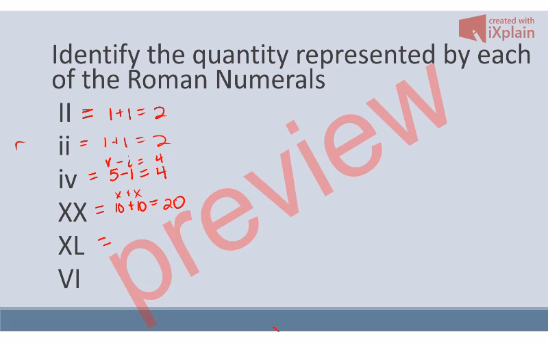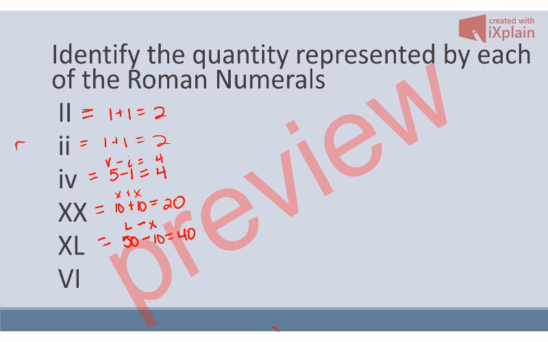Now how about L? L is equivalent to 50. X is 10, right? So you have a smaller Roman numeral, right, behind a larger Roman numeral. So when you see that, you're going to do subtraction. 50 minus 10 equals 40. So that's L minus X equals 40.